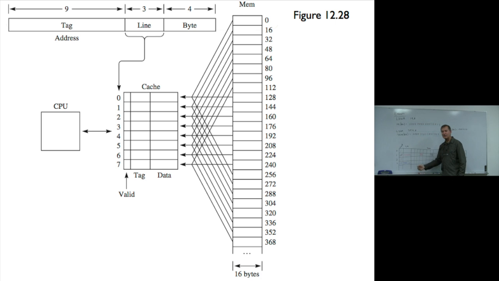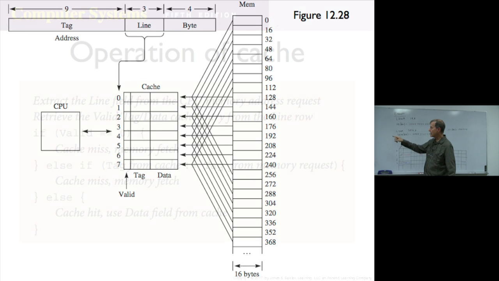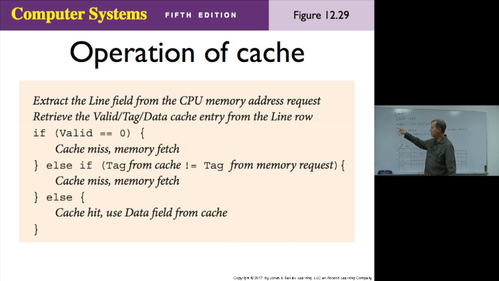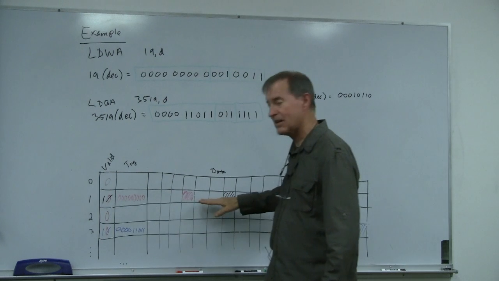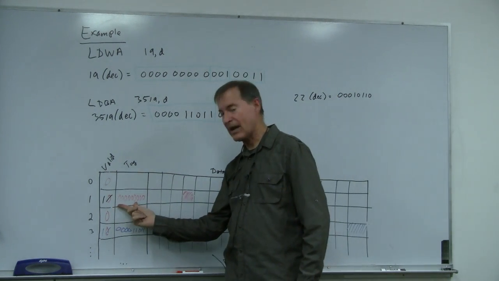That's why you need the tag field. Only it's not just 3, it's dot, dot, dot. So here is the operation of the cache. It extracts the line field from the CPU memory address request and retrieves the valid, tag, and data cache entry from the line row. If valid equals 0, it's a cache miss, and you have to do a memory fetch, like we just saw in the scenario here. Else, just because valid is 1 doesn't mean that it's a hit, because the tag has to match.